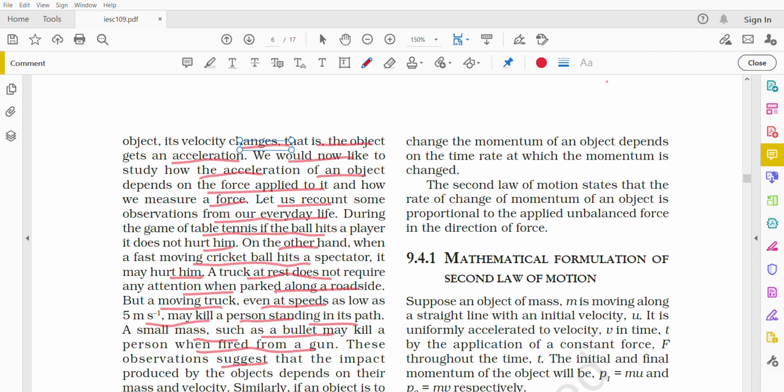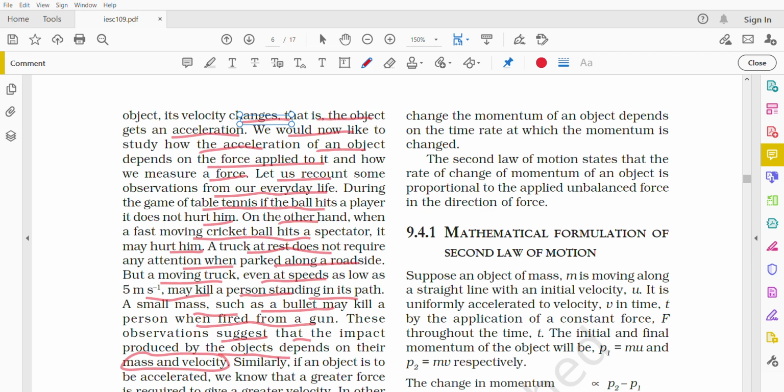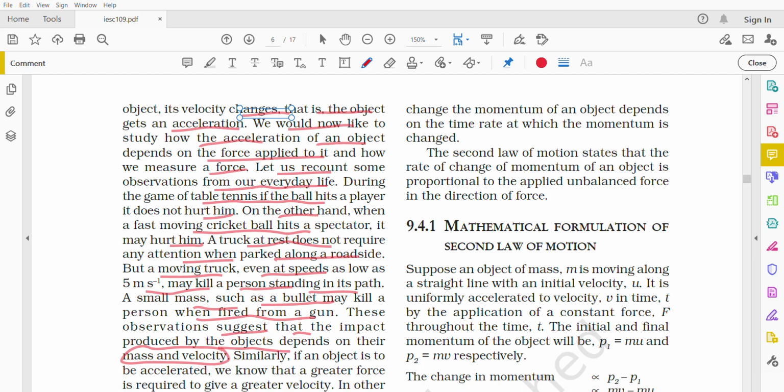A small mass, such as a bullet, may kill a person when fired from a gun. These observations suggest that the impact produced by an object depends on its mass and velocity. Impact means effect. The outcome of a body depends on what? Its mass, which is denoted by m, and velocity v.